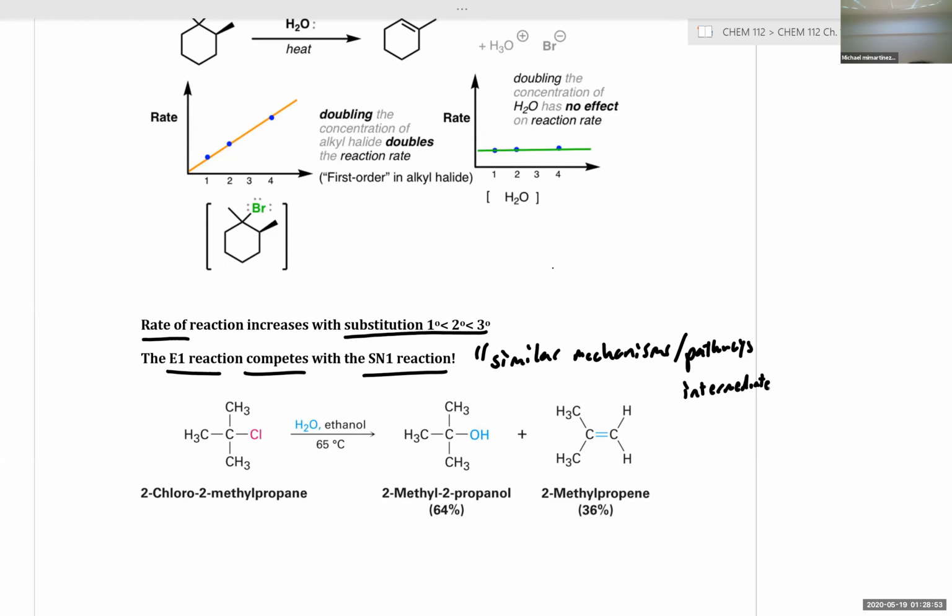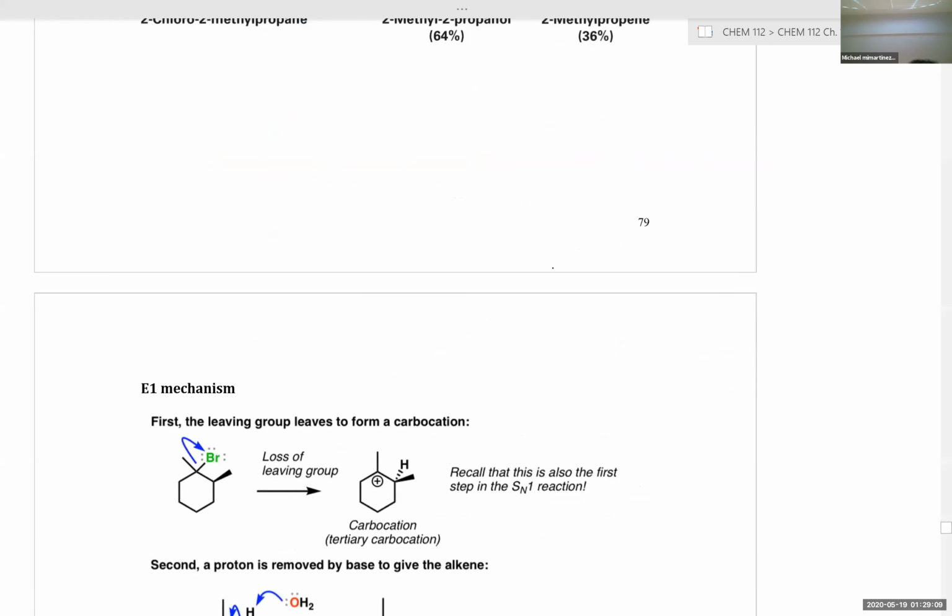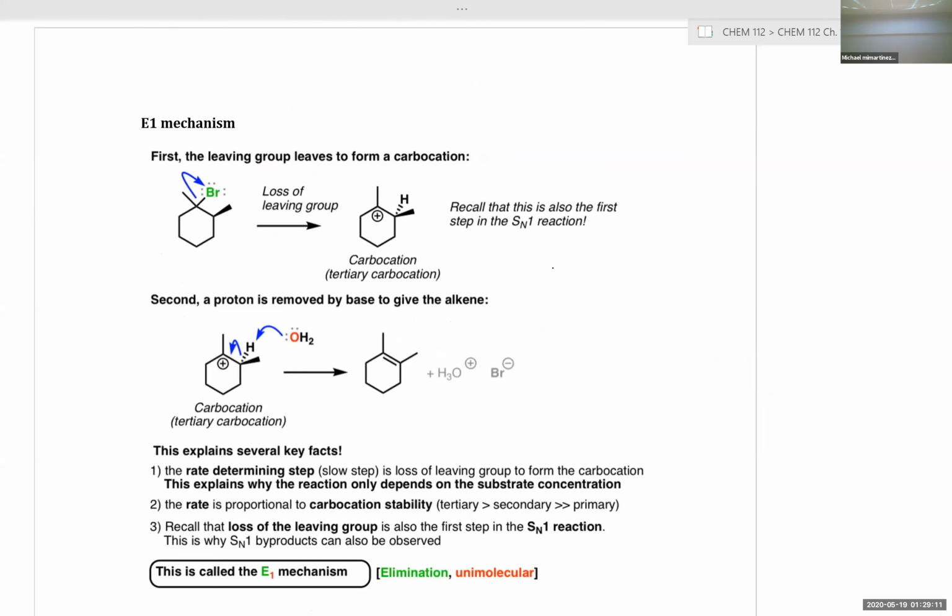So this should already be a red flag. So when you think E1, just like SN1s go through a carbocation-like intermediate, E1s also proceed through a carbocation intermediate. So in the E1 mechanism, first things first, just like the SN1, the leaving group leaves to form a carbocation. This step is rate limiting.